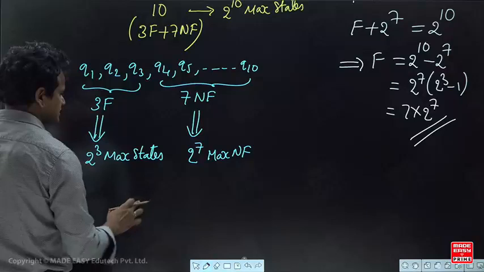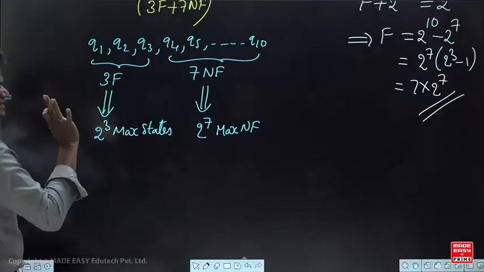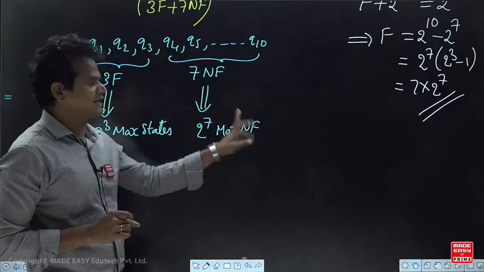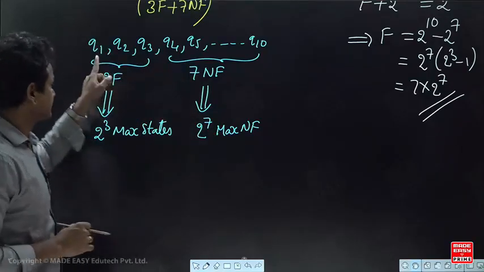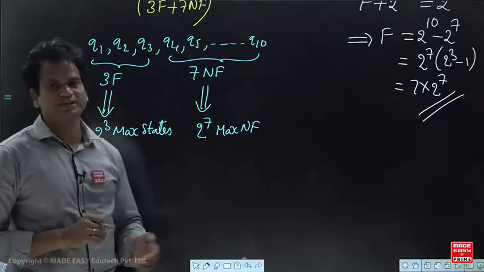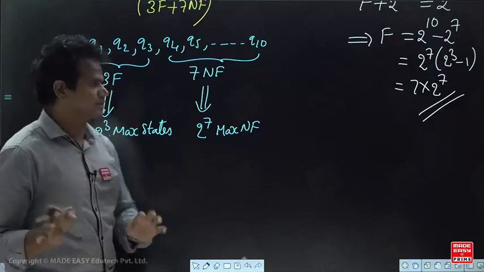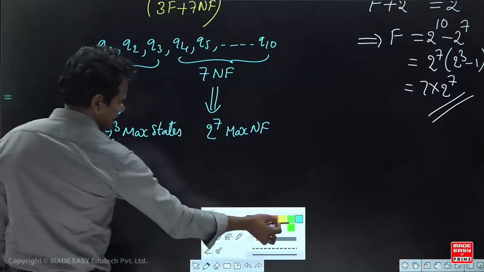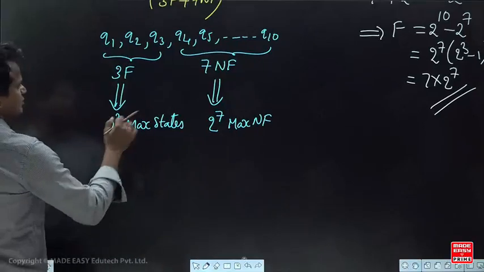And what are those states? Don't say maximum final states. Here 7 non-final, 2 power 7 maximum non-final, I told you. But 3 final, I didn't say that 2 power 3 maximum final. Why? Because look at this one. Q1, Q2, Q3 are the states. And what are the 2 power 3, 8 combinations?